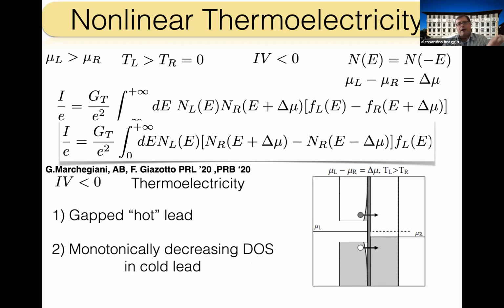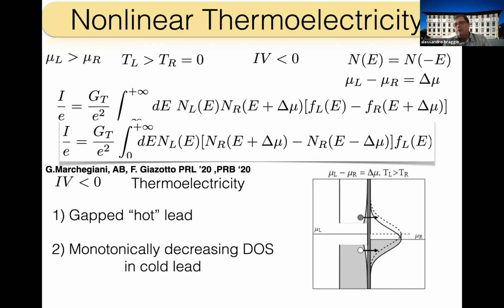And this can be done assuming that you have a monotonic and decreasing density of states. If you do that, even in the small bias limit, you get thermoelectricity. And indeed, if you give this type of shape to the density of states of the other lead, you get thermoelectricity. As this is completely general, even a molecule will work in this way.